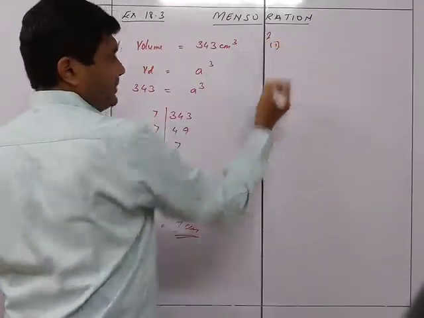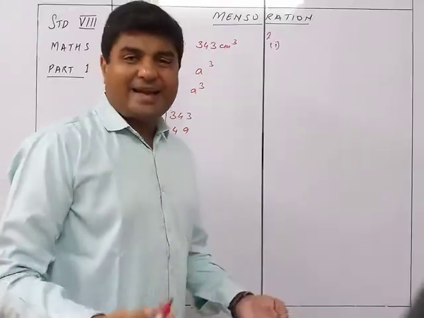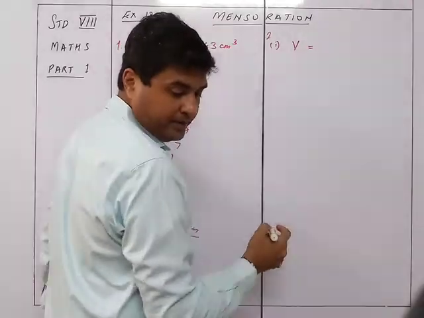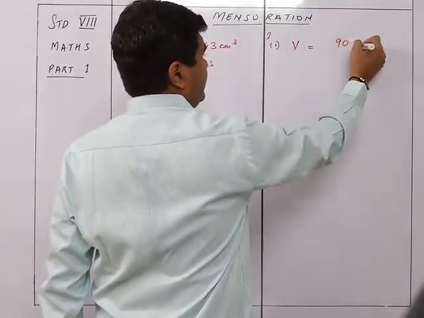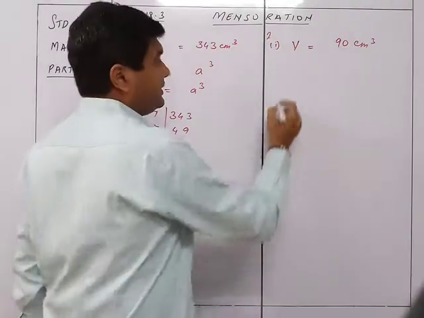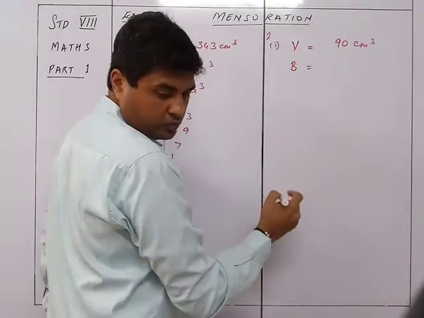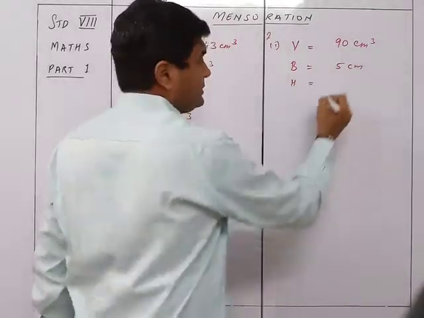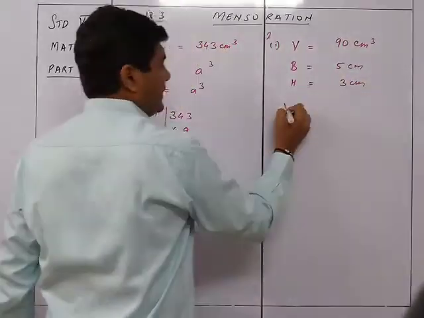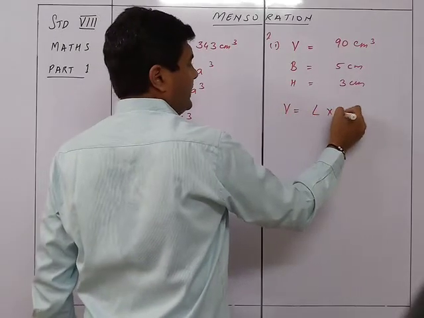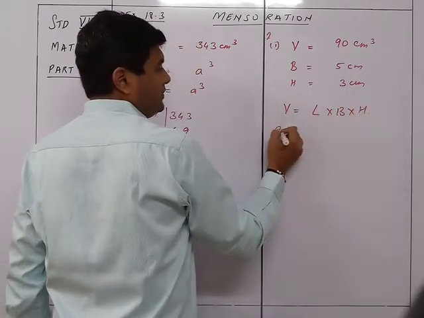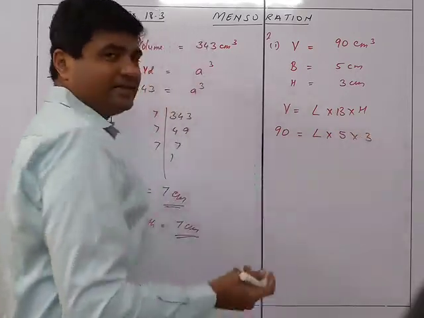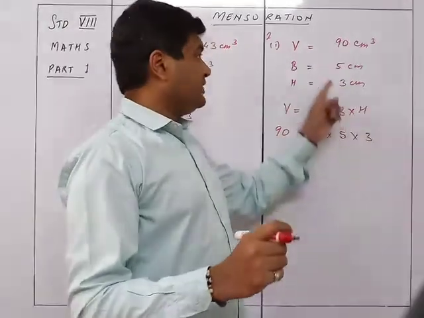The first part of sum number 2. The data is directly given here. It's a cuboid with the volume given as 90 centimeter cube. They have given the breadth as 5 centimeters and the height as 3 centimeters. We know very well the volume is equal to length into breadth into height. So 90 is equal to length into 5 into 3. We are just substituting the values.